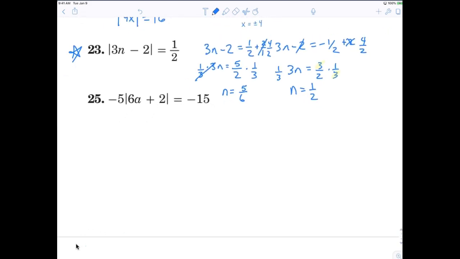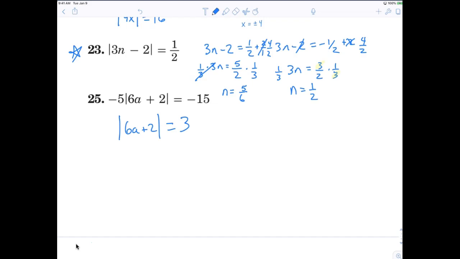All right, now somebody tell me what's the first step on number 25? What's the first step on 25? Good. Very good. Divide by -5. Wow, Aiden, good job. So if I do that, it becomes absolute value of 6a plus 2 equals what? 3. Good job. Yes, ma'am. That's a good thought. But we haven't isolated the absolute value yet. So there's a little trick to it. You have to make sure the absolute value is isolated.